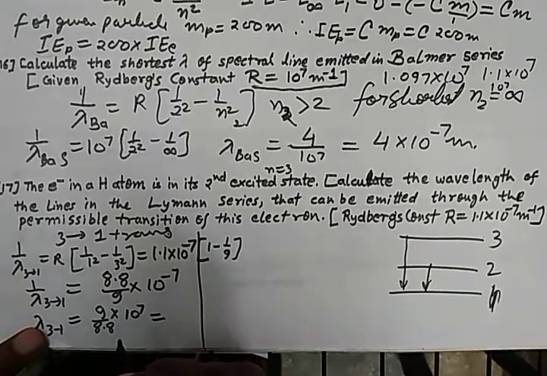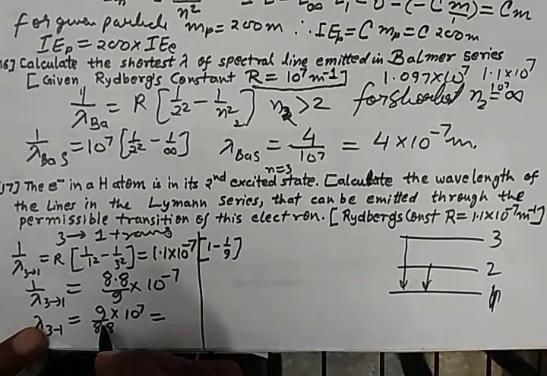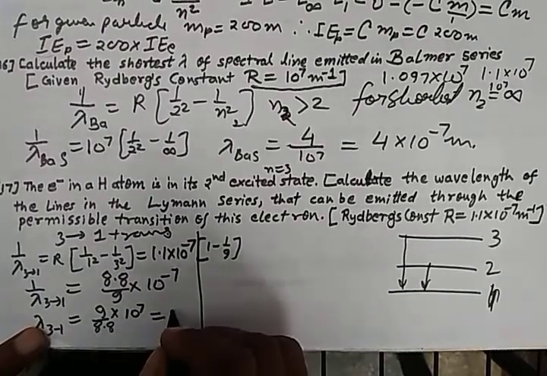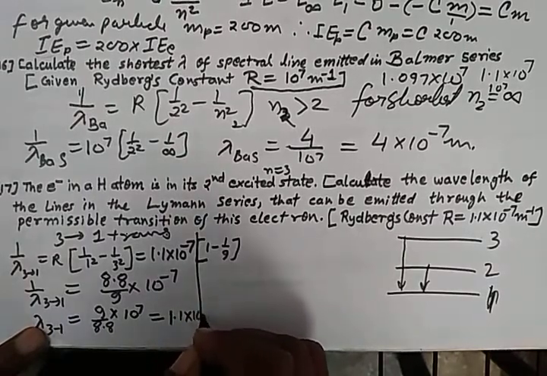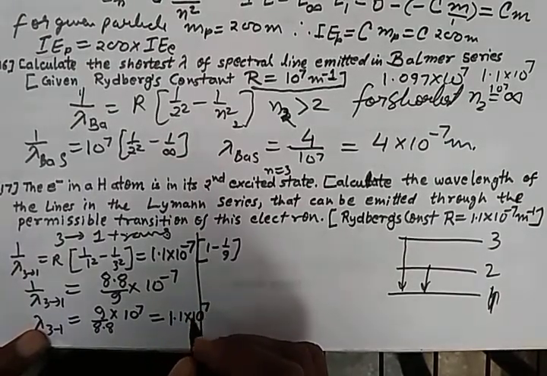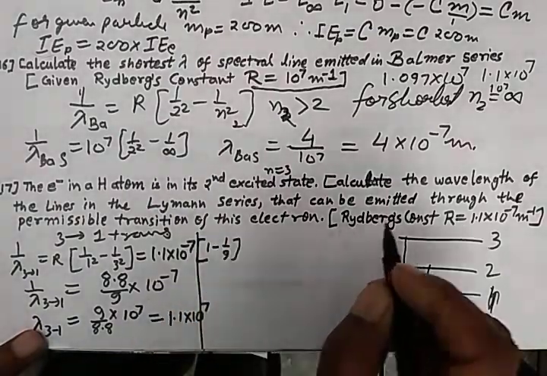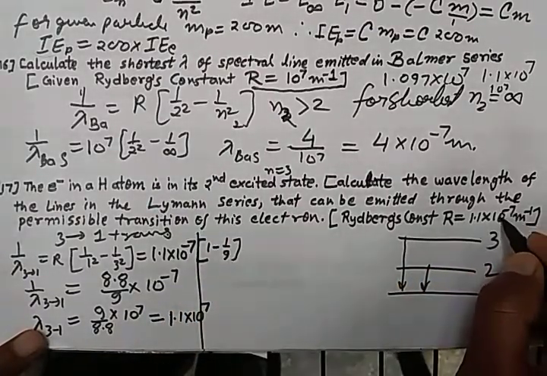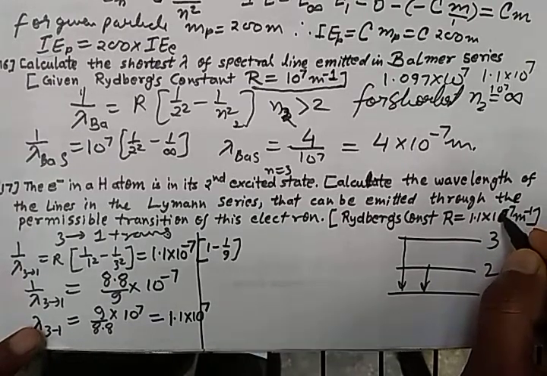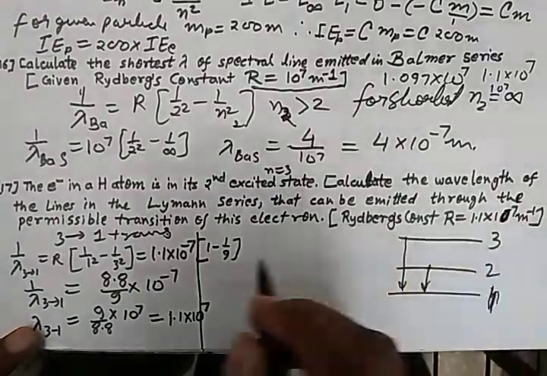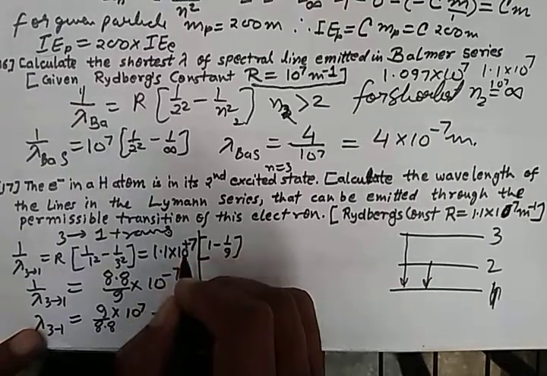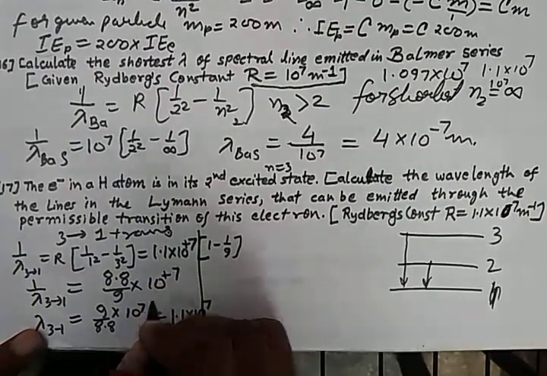Now see my tricky calculation. It is a little less than 9, so the answer will be 1.1 into 10 to the power... Oh, sorry, I made an error here. Oh, big blunder. Actually R is in positive power, so now it will go up.